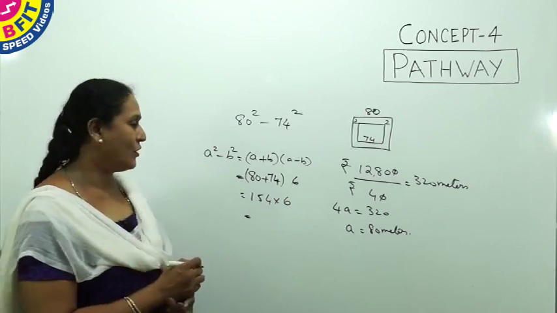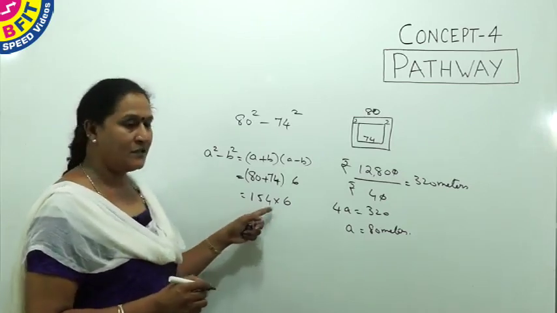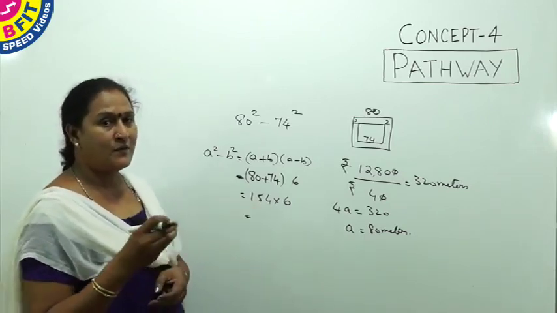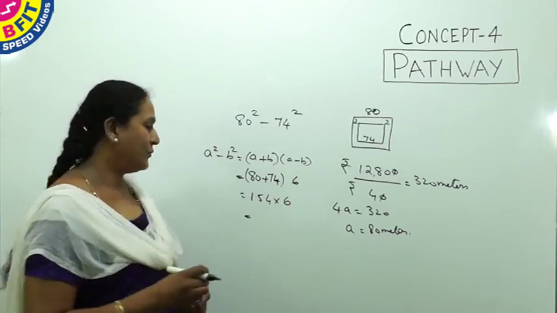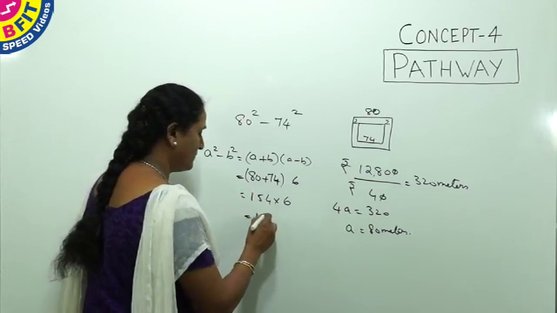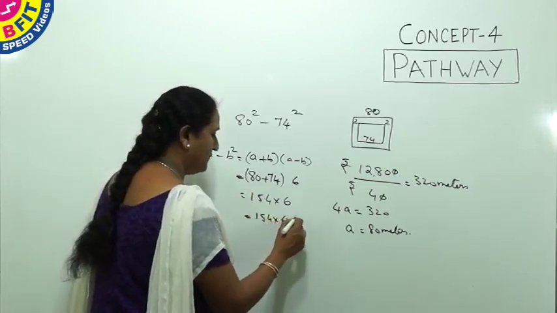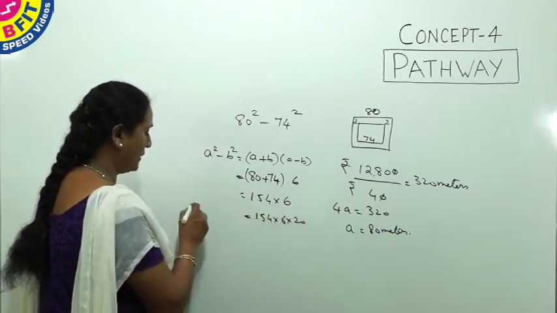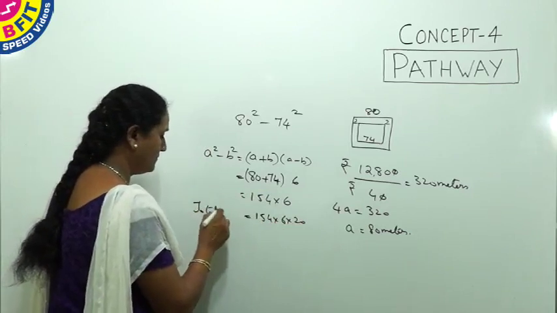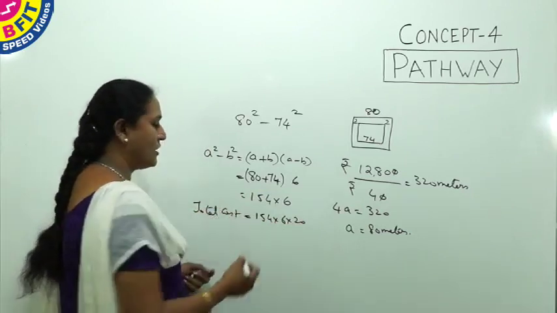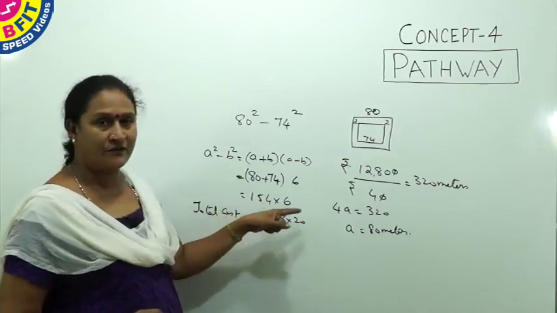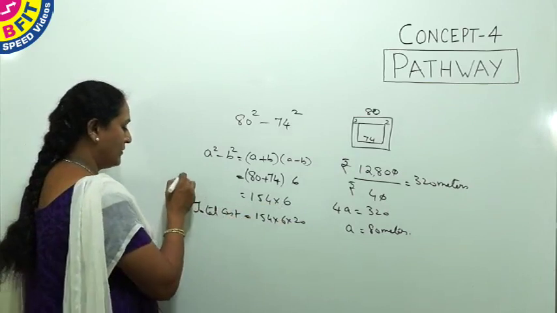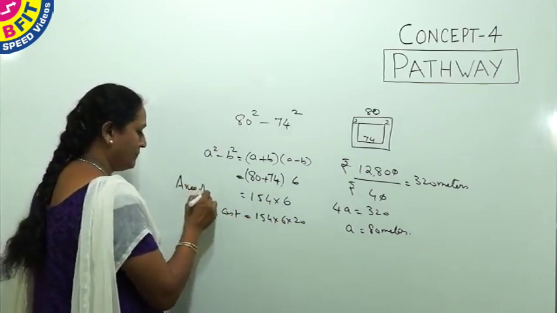And how to find the cost? This total area is multiplied with the cost per square meter. What is the cost per square meter given? 20 rupees. So this multiplied with 20, we get the total cost. So the total cost is 154 into 6 into 20. And what is this 154 into 6? The area of the pavement.